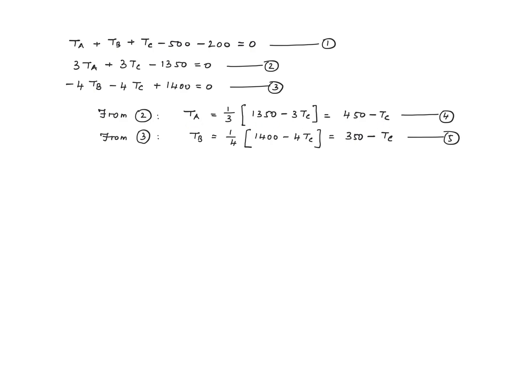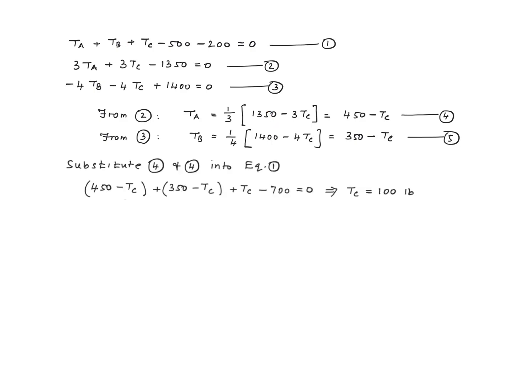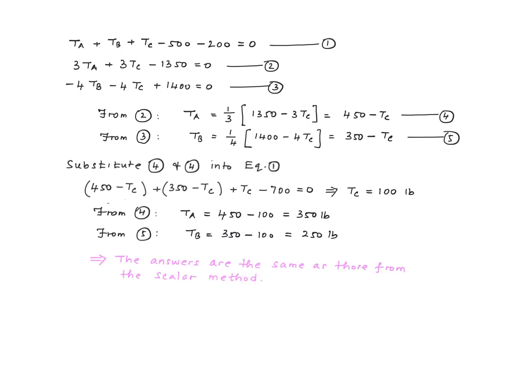So here's TA from equation 2. Here's TB from equation 3. Simplify a little bit as much as possible. Now substitute these into equation number 1. So here it is. Now you can solve for TC and I get a value of 100 pounds from that equation. Now as planned, I go back and use these two equations, equations 4 and 5, in order to evaluate values for TA and TB. So I get 350 pounds for TA and 250 pounds for TB. And we note that these numbers are the same as the ones that we got from the scalar method, the way they are supposed to be.